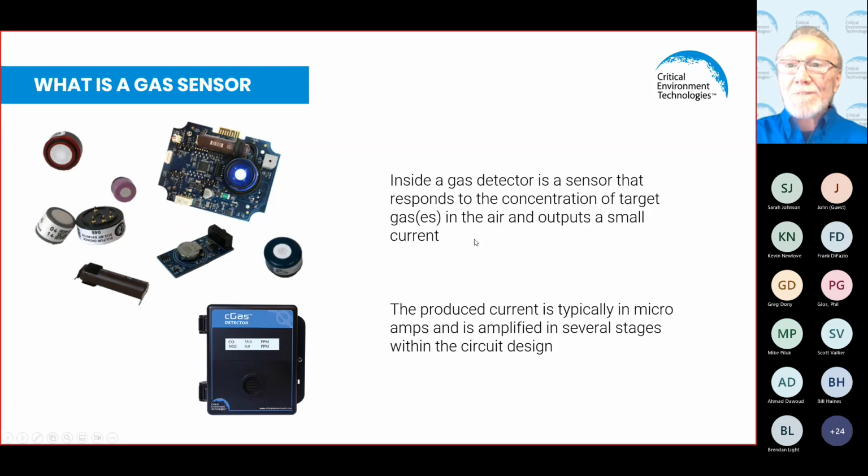These gas sensors are very, very small devices. The one in the top left area of the screen here is about the diameter of a 25-cent piece. The big one in the cluster in the center left of your screen is about the size of a loonie. And the one at the very bottom left of your screen, the long brownish one, is about the size of a AA battery.